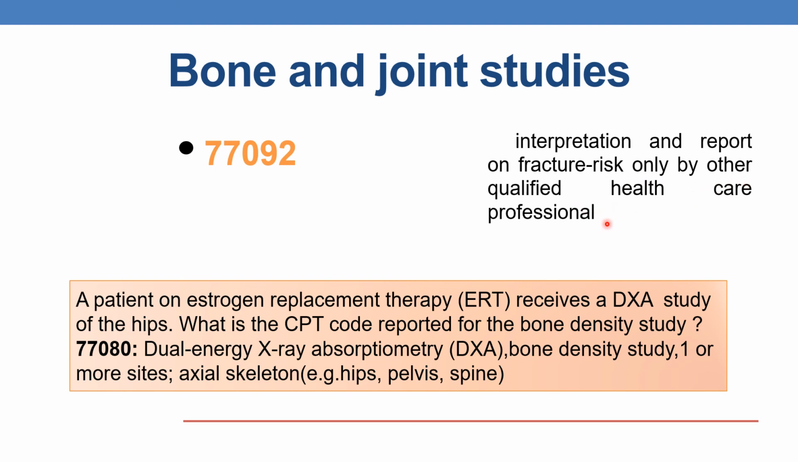By this we complete bone and joint studies CPTs. Let us discuss an example. A patient on estrogen replacement therapy receives a DXA study of hips. What is the CPT reported for bone density study? The appropriate CPT for this scenario is 77080, which includes dual energy X-ray absorptiometry, DXA bone density studies, one or more sites, axial skeleton. Here, under examples, hips, pelvis and spine are included. So this is the appropriate code for this particular scenario.